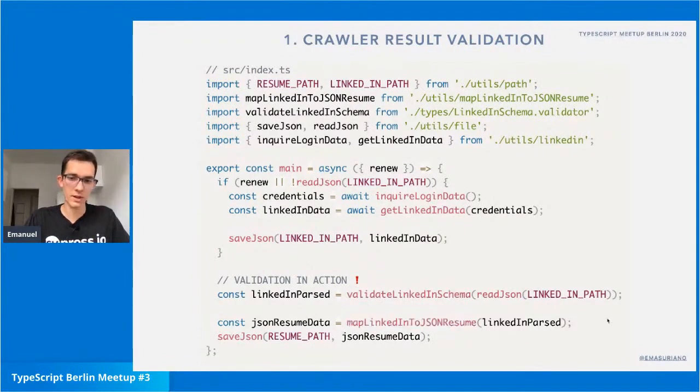So here's another thing. There is no need to validate that the JSON resume data is valid, because I did this mapping. I intentionally map it, and I know that my LinkedIn structure is valid, and therefore it shouldn't be a problem. So this is not considered an external source, for example.